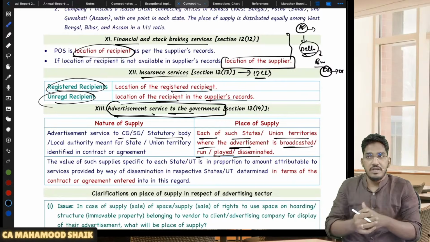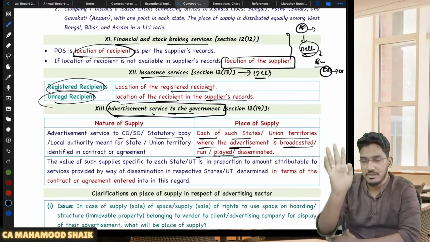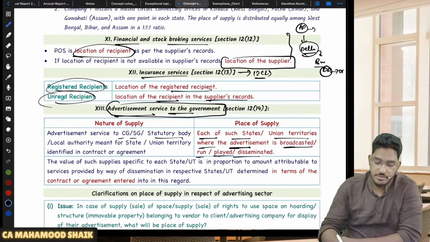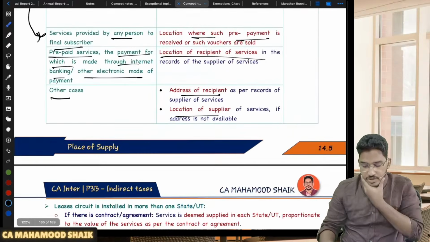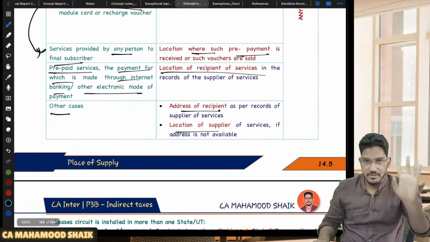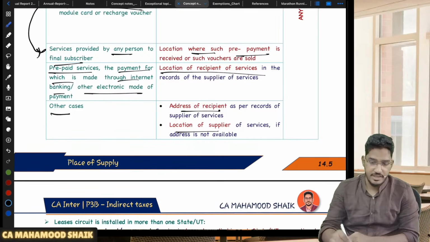But on what basis will you divide, sir? That we will learn at the CA Final level, not at the CA Inter level. Understood? So this is regarding section number 12, how to determine the place of supply in case of supply of services, one of the frequently tested areas.